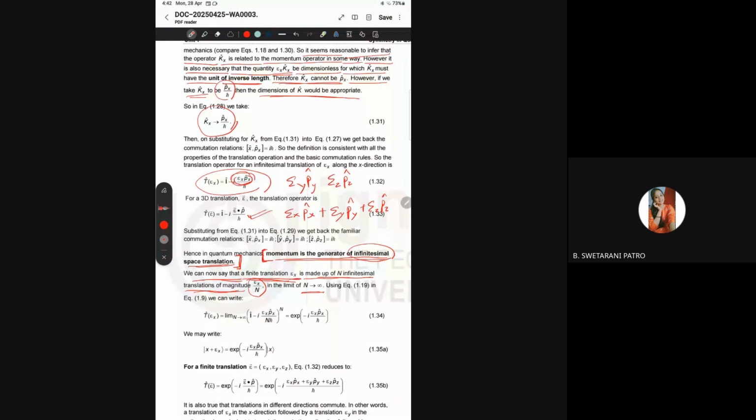But in three dimensions, the operator is identity minus i epsilon vector dot p vector by h cross. Now, it is not always an infinitesimally small translation. We actually have finite translation.